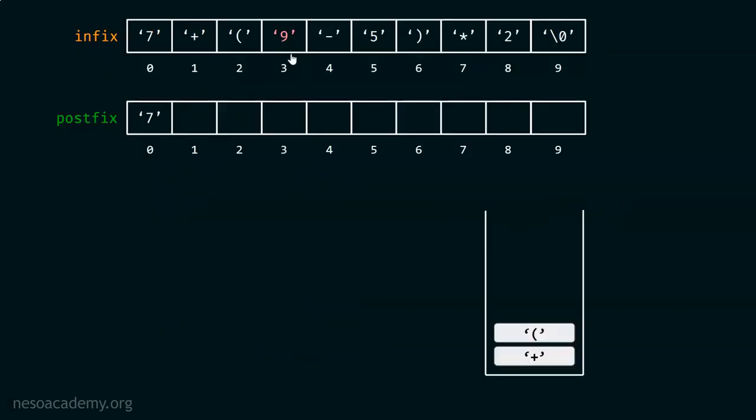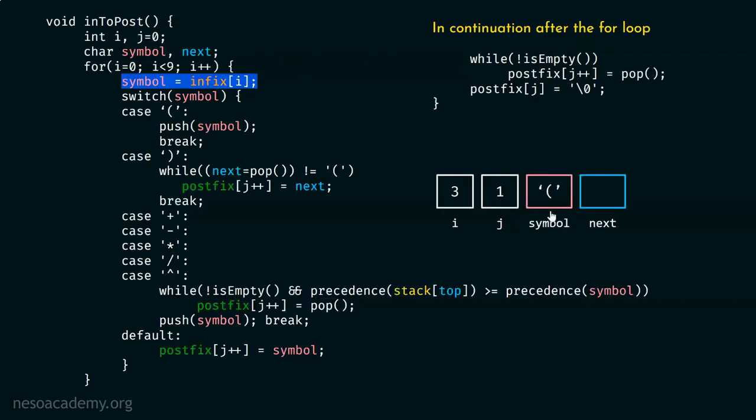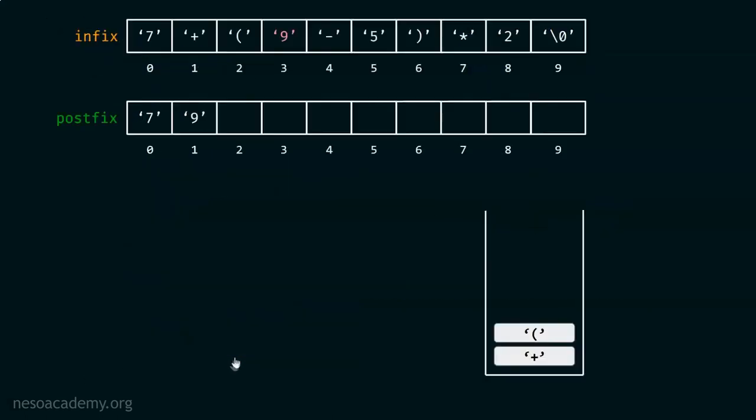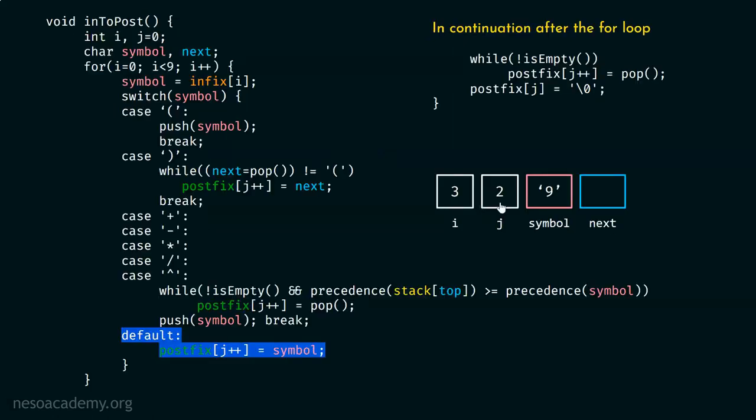What is infix of 3? Infix 3 is 9. This symbol. So we'll put this symbol in the symbol variable. Then again we have a switch case, but this time default case will be evaluated, which means that we will simply store our symbol inside postfix array, right? And here we know that value of j is 1. So this will get replaced by 1, right? And obviously this means that this symbol will get stored at this position. And definitely after this j will be incremented by 1. This becomes 2. Now let's continue.